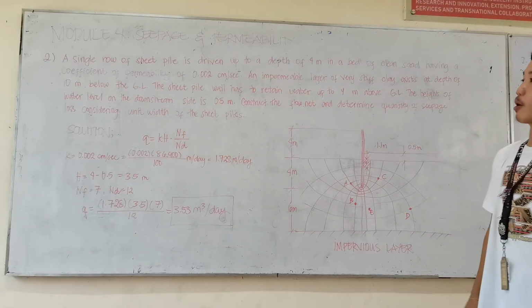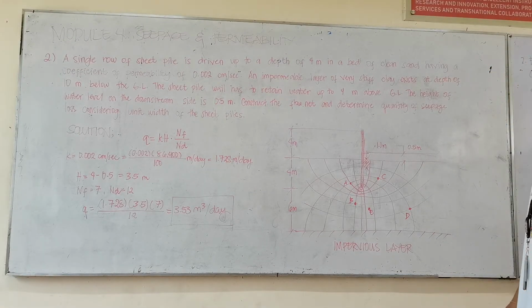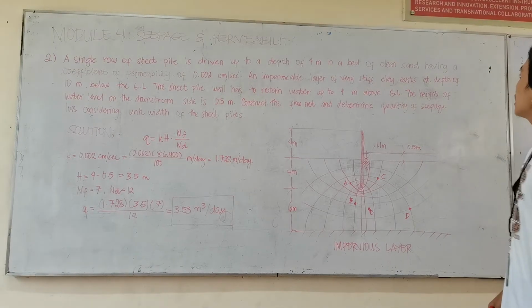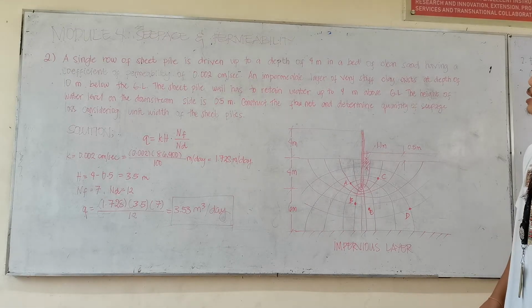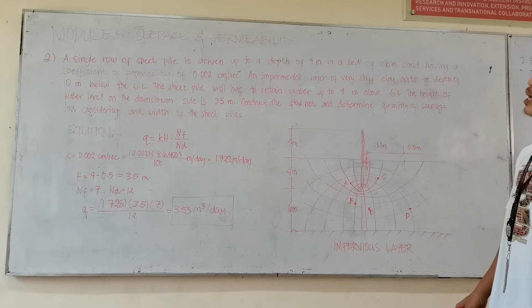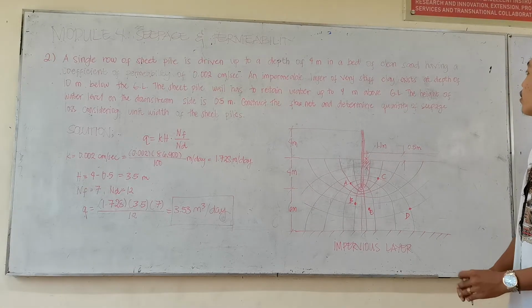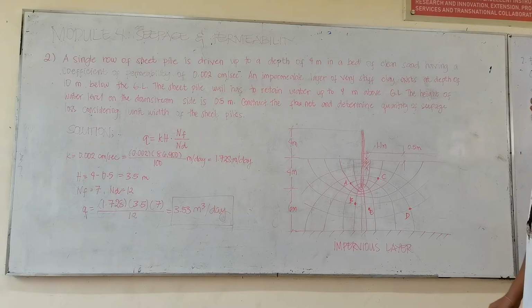Let's proceed with problem number 2. A single row of sheet pile is driven up to a depth of 4 meters in a bed of clean sand having a coefficient of permeability of 0.002 centimeter per second. An impermeable layer of very steep place exists at a depth of 10 meters below the ground level. The sheet pile wall has to retain water up to 4 meters above ground level. The height of water level on the downstream side is 0.5 meter. Then construct the flow net and determine the quantity of seepage loss considering unit width of the sheet piles.